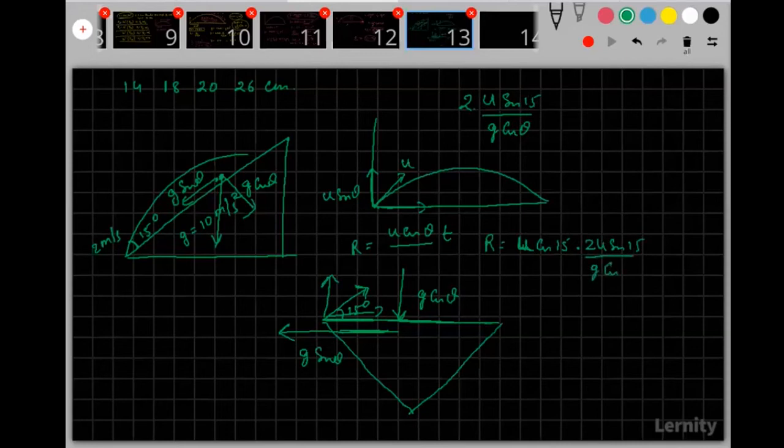This theta is 30 degrees. Then minus half a t squared, where a will become g sine theta. So half g sine theta t squared. T squared will become 4u squared sine squared 15 by g cos squared theta. So this will give me the range.